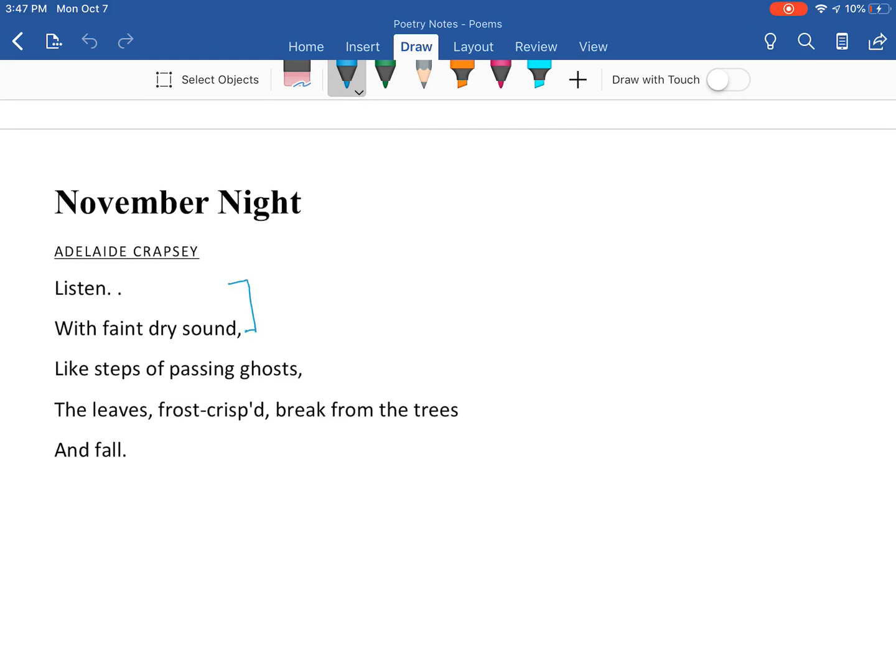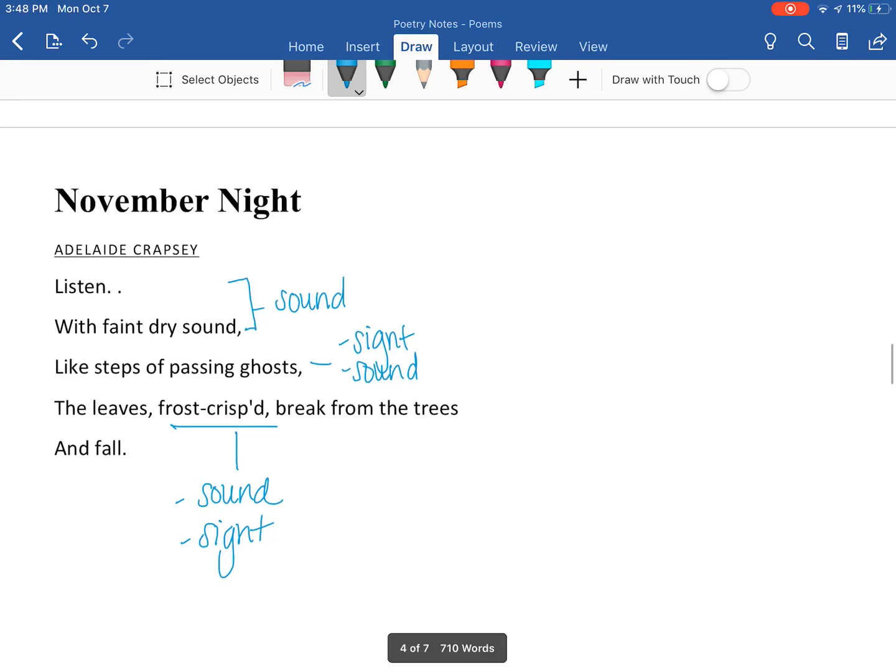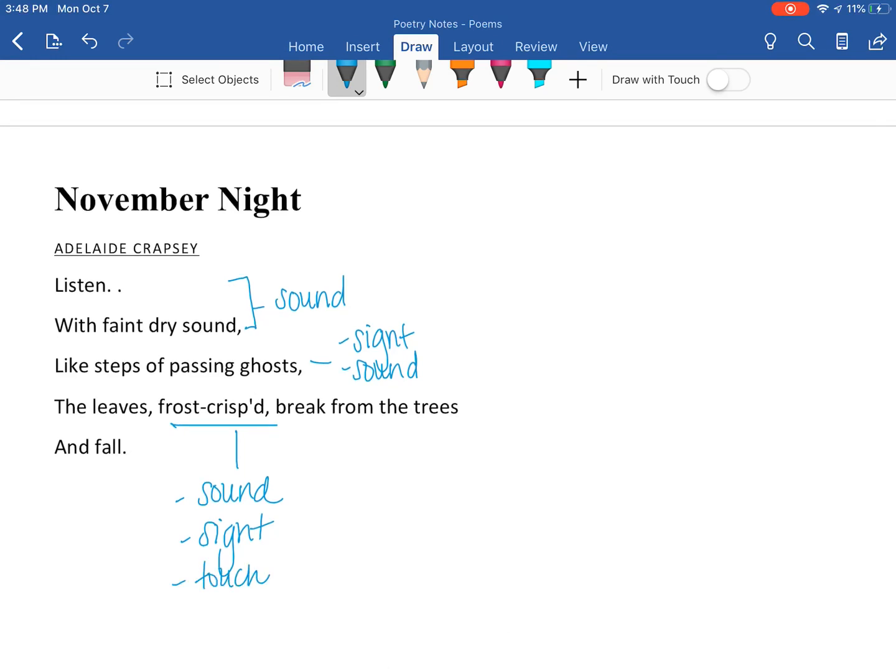So right here, pretty obviously we have sound imagery. That faint dry sound that we're talking about with leaves. The steps of passing ghosts could be sight or sound in that it's very quiet, right? The leaves frost-crisped. You can hear the sound of them crunching below your feet, but it's also the sight of what they look like. And it might also be touch in terms of what that leaf feels like. And then as they fall from the tree, we have some sight imagery.